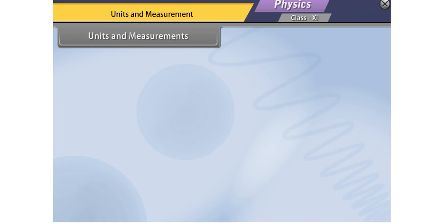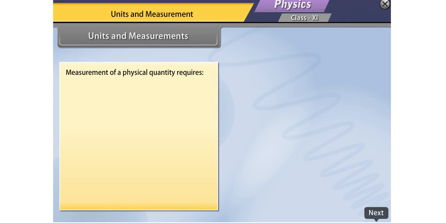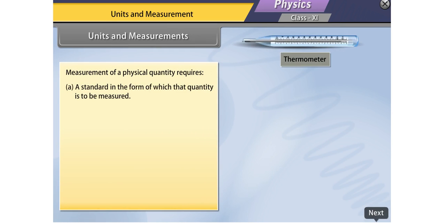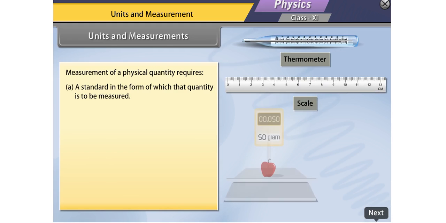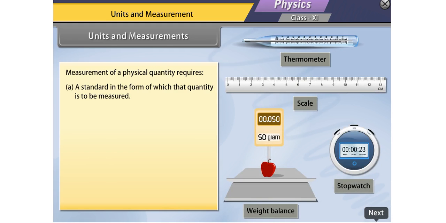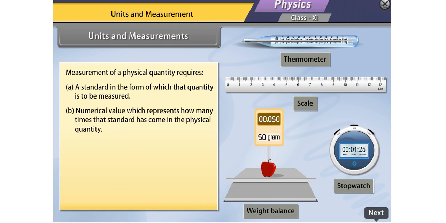Units and measurements. Measurement plays a very vital role in the study of physics. Measurement of a physical quantity requires: A. A standard in the form of which that quantity is to be measured. B. A numerical value which represents how many times that standard has come in the physical quantity.